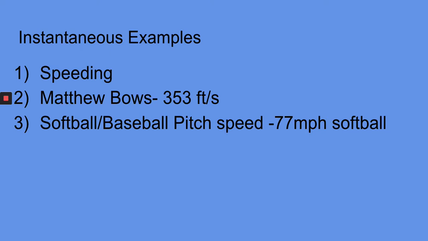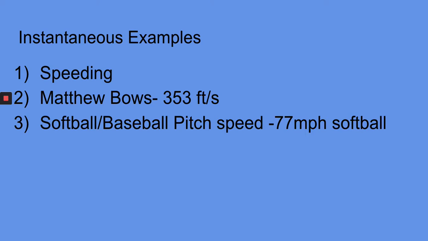Where do we use instantaneous speed? Well, when you're speeding. If a police officer pulls you over, the radar gun shows, oh, this is how fast you were going when I clocked you. Another example would be Matthews bows. If you're a hunter, which actually travels at 353 feet per second.